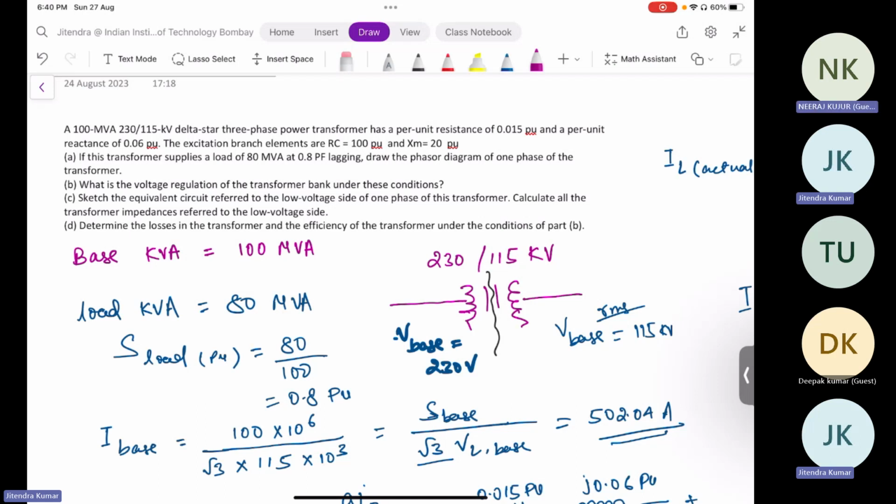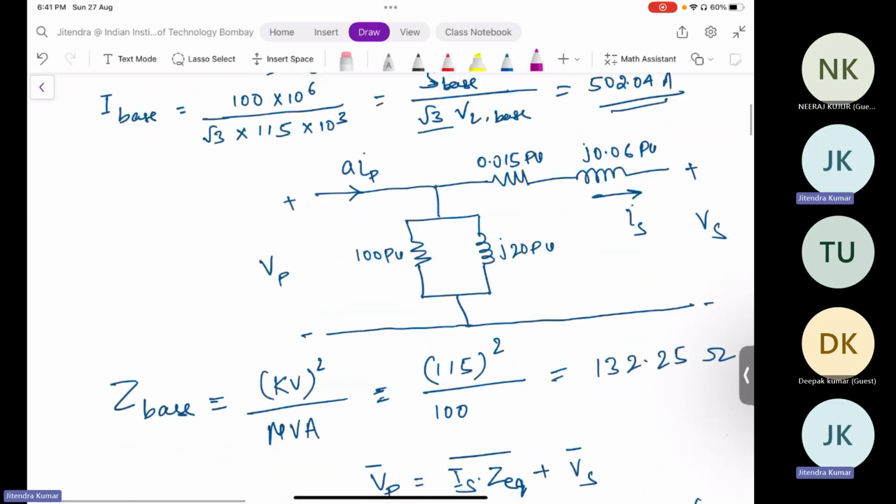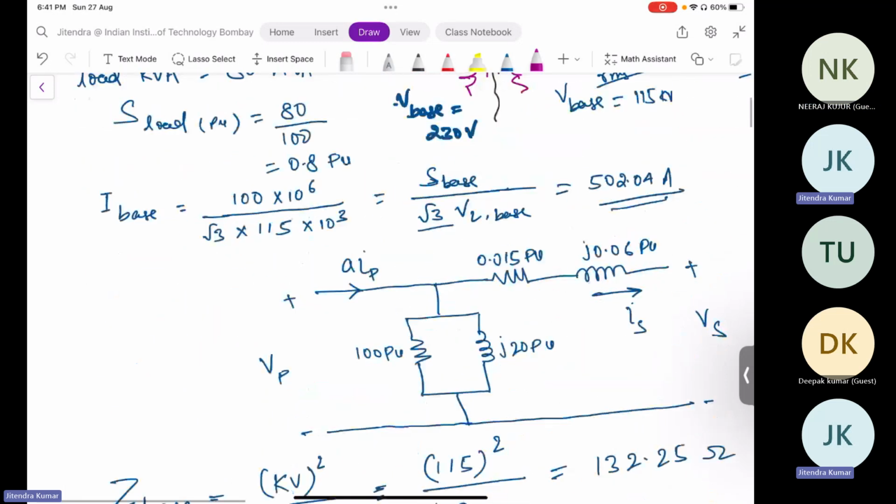Sir, can we use the per unit values for voltage regulation calculation? Definitely, and it will be very advantageous if you compute voltage regulation with the per unit method. It will be very convenient. Sir, so then in part B, we have to convert the I Z equivalent value into a per unit value, then divide it by base. Yes, you are right.